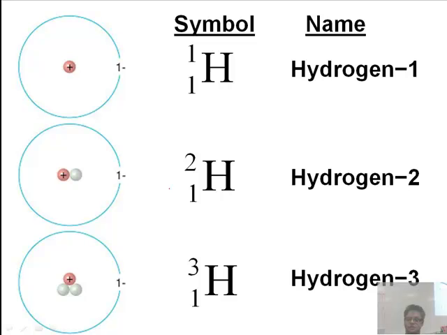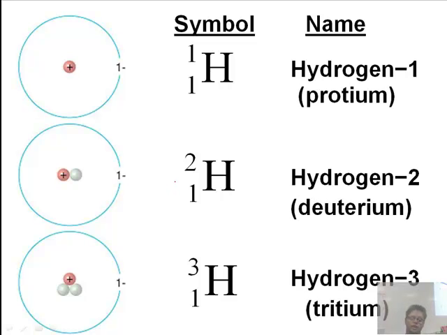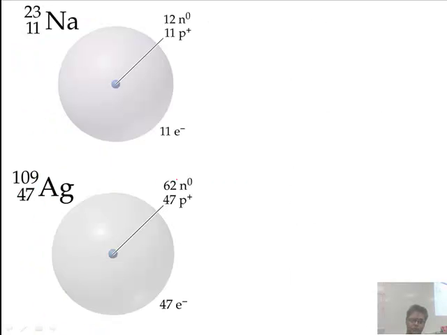These hydrogens, different isotopes, have common names. First one called hydrogen, or protium. Second one, deuterium. And third one is tritium. Here's 2 other isotopes, one of sodium and one of silver.